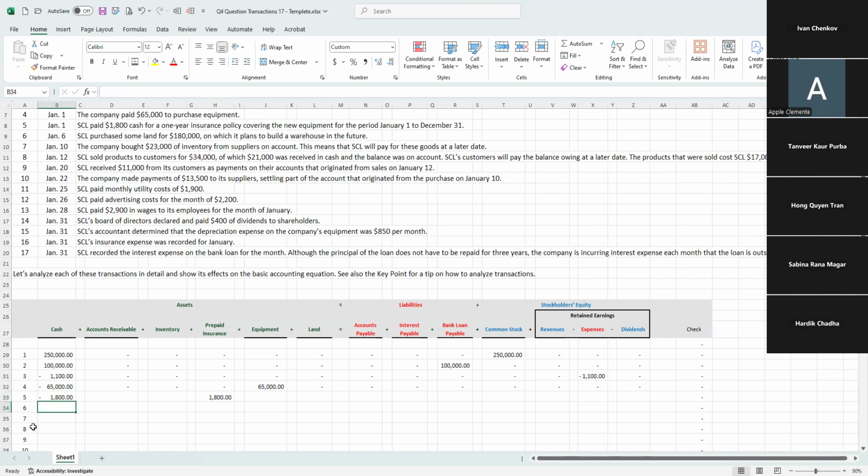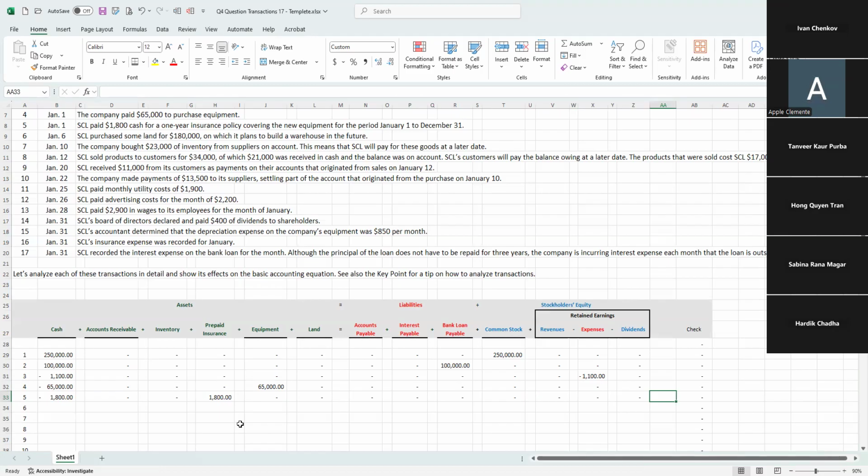So what I have now, I paid with cash and I purchased insurance. That's all I did. Everything else is going to stay the same. Everything is 0, 0, 0. Make sense? Yes. And we're in balance.